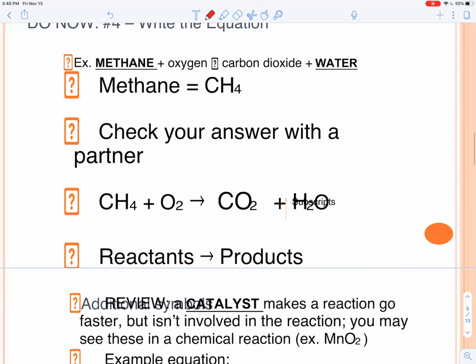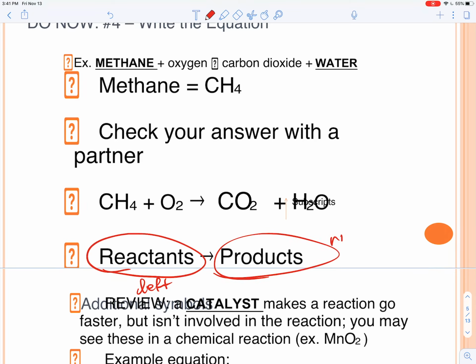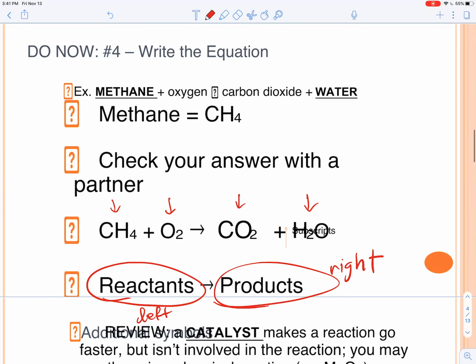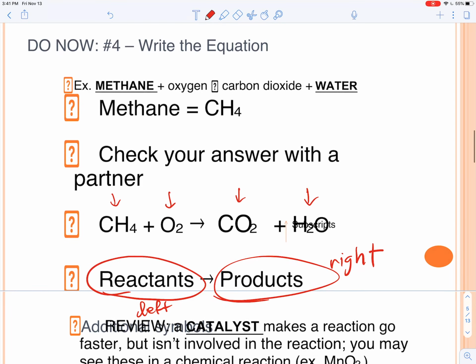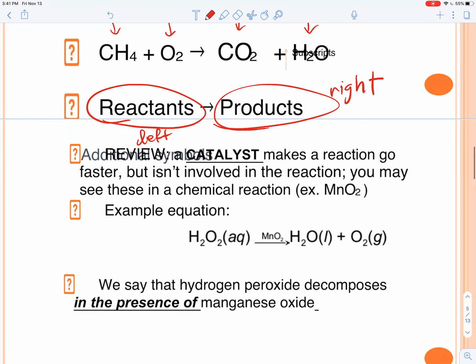So if we look at this equation, it looks like this, CH4 plus O2. And so we have the reactants on the left side, and we've got products on the right side. Okay, so here's our methane, we've got oxygen, and we're forming carbon dioxide and water. I know it's a little hard to see here, so make sure you look over the notes.